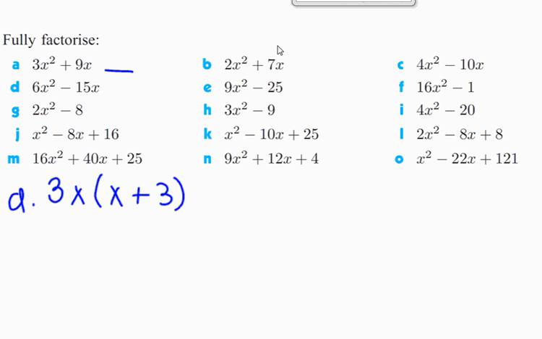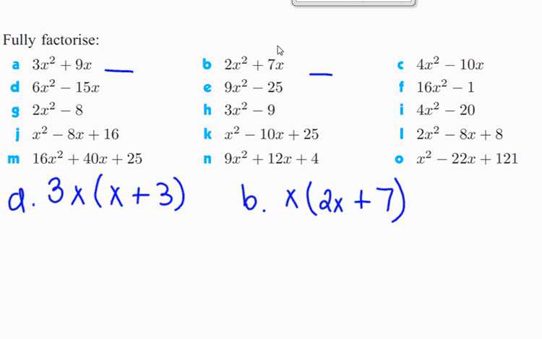Same thing with B. Again, there's no constant term. So in our heads, we're going to think to ourselves, okay, what can I factor out of here? So for B, they simply just share an x. If we take out an x, we're left with x times 2x gives us 2x squared, and x times 7 gives us 7x. I'll let you continue with a couple of those.